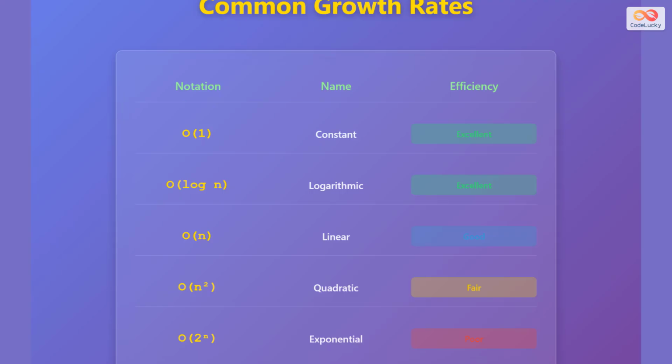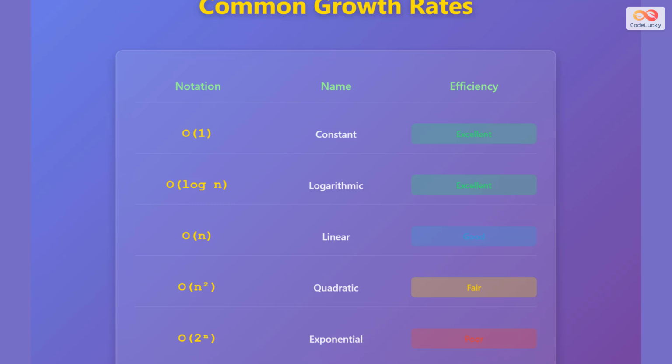Let's explore some common growth rates you'll encounter when working with big O notation. We have constant time denoted as big O of 1. Then we have logarithmic time denoted as big O of log n. Next is linear time written as big O of n. After that is quadratic time, notated as big O of n squared. And finally we have exponential time denoted as big O of 2 to the power of n.